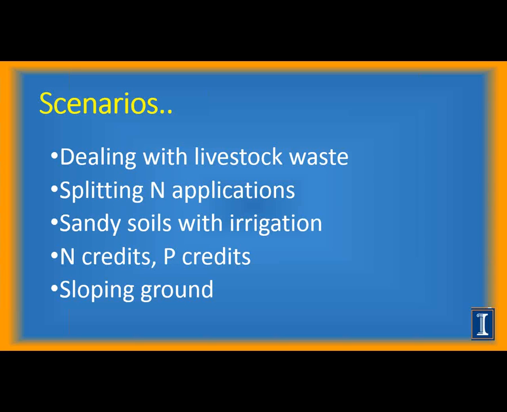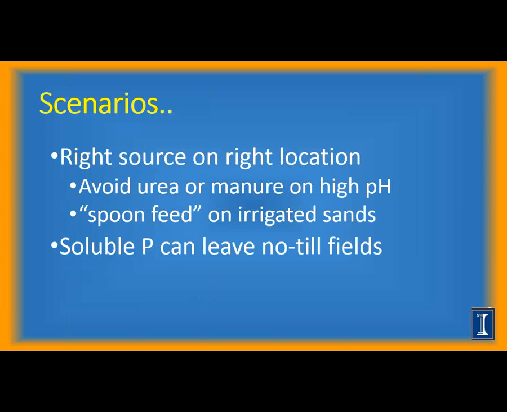You may have sloping ground questions, which will bring into play use of manure. So manure, of course, we don't want to run off. You may have scenarios where you're looking at a series of fields within your farm that may be more or less suited for the application of manure. Right source on right location, so avoiding urea manure on high pH soils would be an example of that. Spoon feeding on irrigated sands.